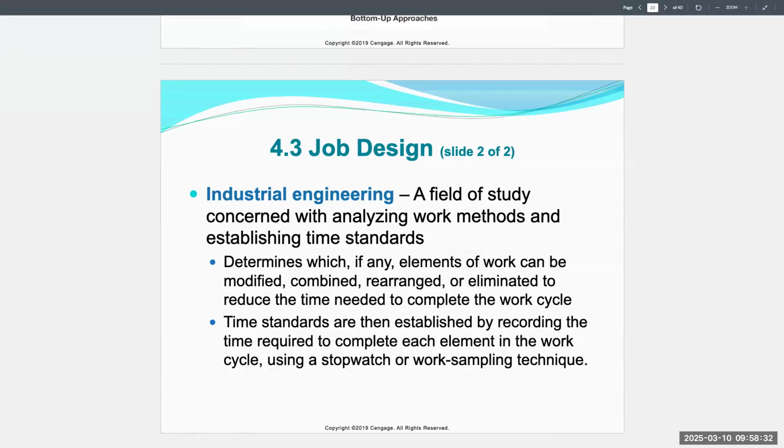Now, this approach is particularly valuable in manufacturing, logistics, and process-driven industries where efficiency is the primary concern. So you are designing the job in the most efficient way that could possibly be there. And by integrating industrial engineering with human-centered design, organizations can actually create jobs that are both productive and fulfilling to the employee at the same time.